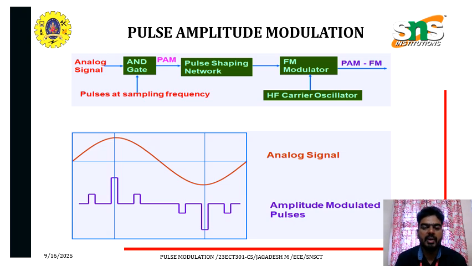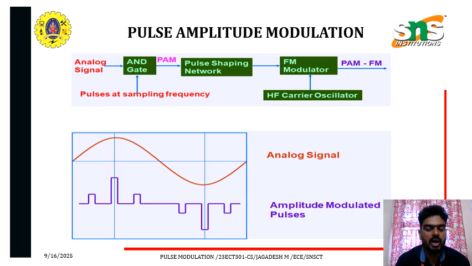Here the exact pulses for 1 and 0 for the interval, the pulse shaping will take place. After that, it will be given to the FM modulator, that is, frequency modulation, and we have a PAM FM output. For the FM modulator, we already know it needs a high frequency carrier signal. So here the HF carrier oscillator generates the high frequency signals for the FM modulator. So this is the simple block diagram of pulse amplitude modulation.